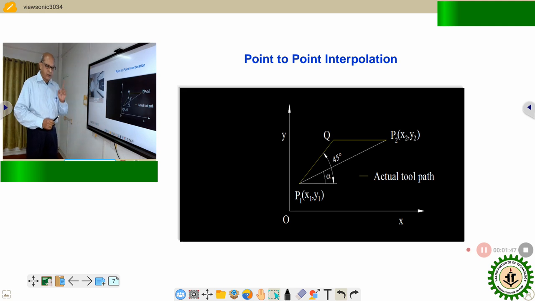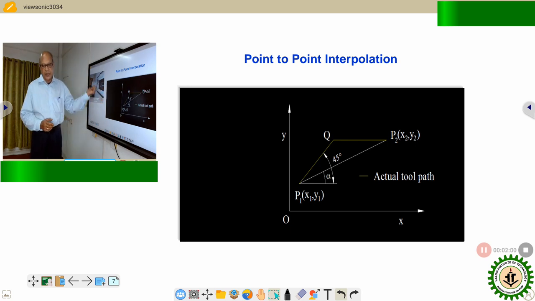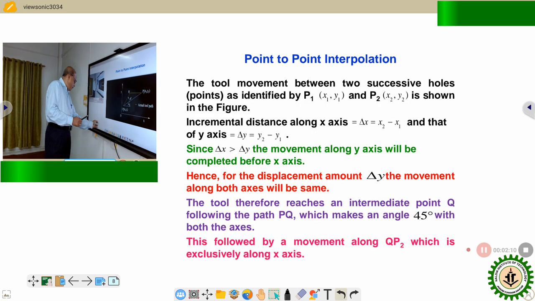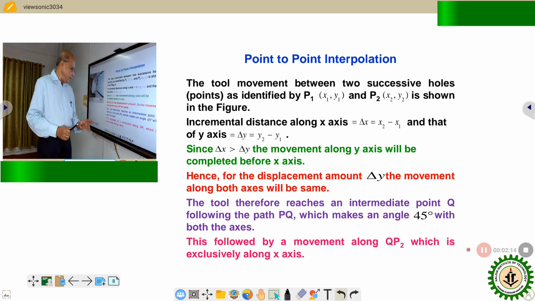But if we are told to calculate the cycle time, we have to consider the longest distance covered by any axis, whether it may be x or y. In case of x, y, it may be x or it may be y. If it is an x, z combination, then it may be either x or z. The movement time or the cycle time will be identical only when the incremental movement along both axes is the same.